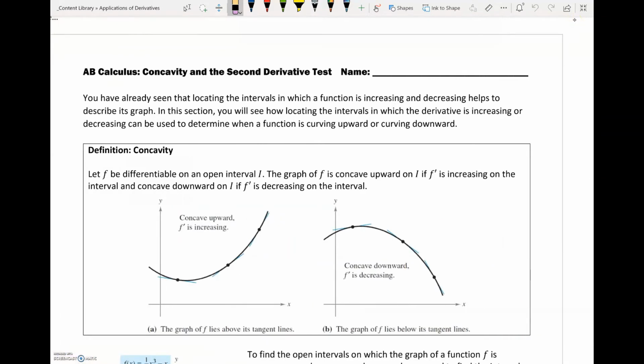In this video, we're going to look at concavity and the second derivative test. The second derivative test is very similar to your first derivative test, which is your increase-decrease test, because you can still find local maximum with both tests. The only difference is the second derivative test is going to tell us a little bit more. It can tell us when a function is curving up or curving down, and that's called concavity.